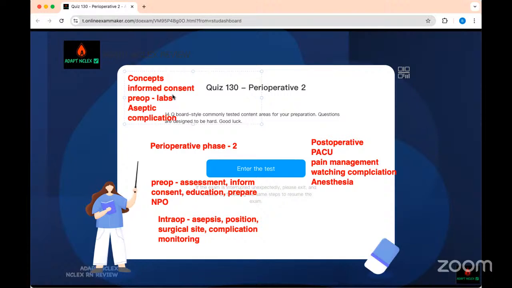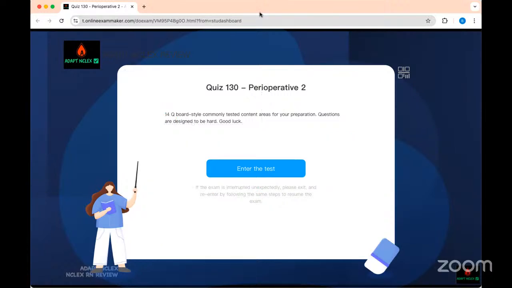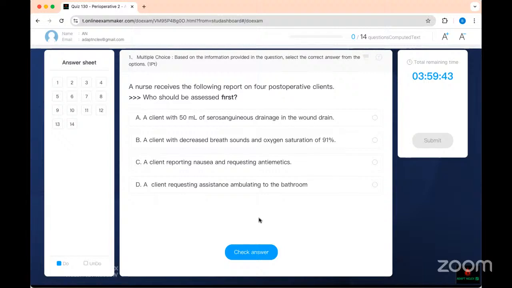So this is a brief lecture on that. And then let's see if we can apply that information. I don't put so many things here to confuse you. And the first thing you do, who should be assessed first? Of course, it's prioritization. Now a complication has happened. What do you do? This is our perioperative patient.